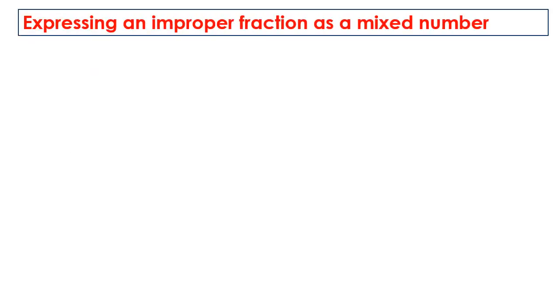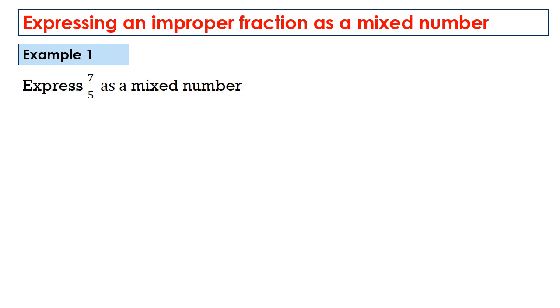Expressing an improper fraction as a mixed number, the converse of the previous case. This time we are expressing an improper fraction as a mixed number. Let's study this using an example. Express 7/5 as a mixed number. Here too, we have two different methods for converting an improper fraction into a mixed number. We'll see what the first method is.